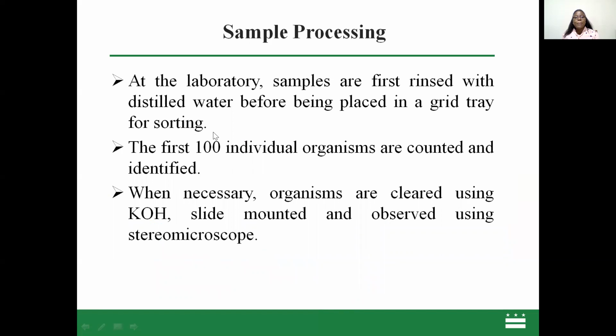So this brings us to our sample processing. Before we sort our samples at the laboratory, we rinse the samples with distilled water, and we place the samples in a grid tray for sorting. We sort out 100 individuals, and we identify them. When necessary, we clear the organism using potassium hydroxide, slide mount it, and observe it under a stereo microscope to identify the organism.